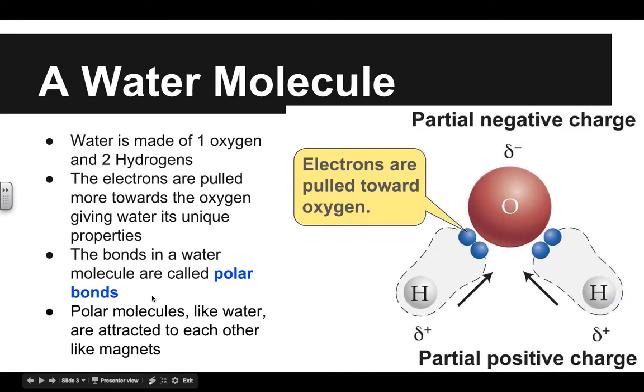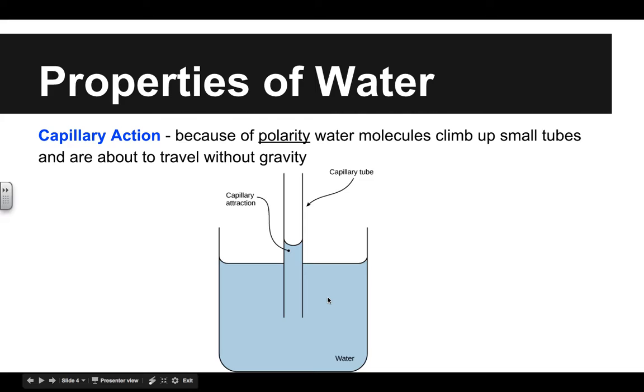They're really called polar covalent bonds, but this is not a chemistry class, so we're not going to go into too much detail. But the electrons are shared here. And polar molecules, like water, are attracted to each other like magnets, which I already said. Again, pause the video here, write down this information, particularly the picture. Draw the picture into your notes. It will help you.